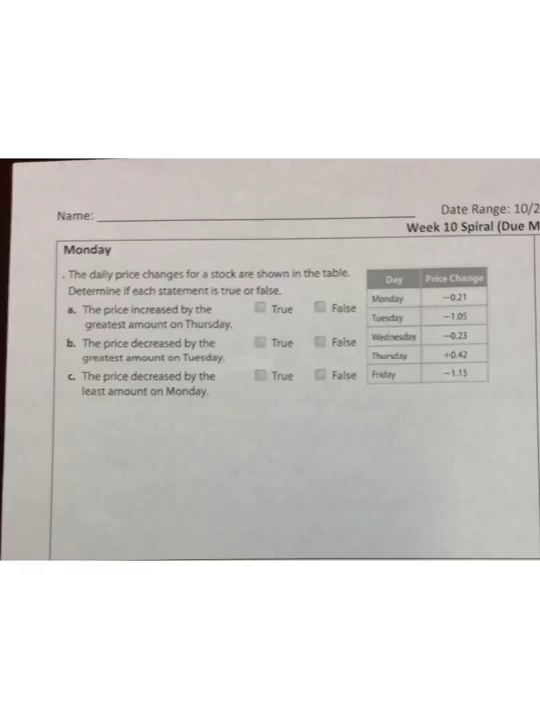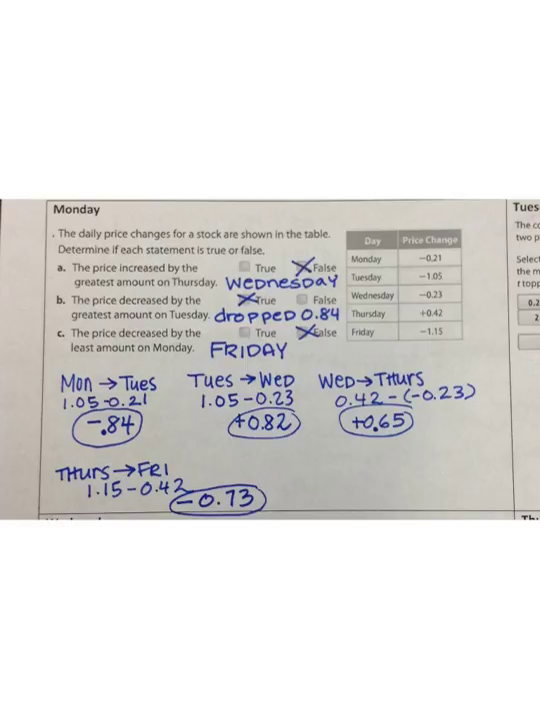Monday, the daily price changes for a stock are shown in the table. Determine if each statement is true or false. Okay, so the price increased by the greatest amount on Thursday.